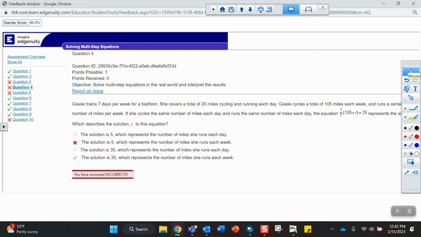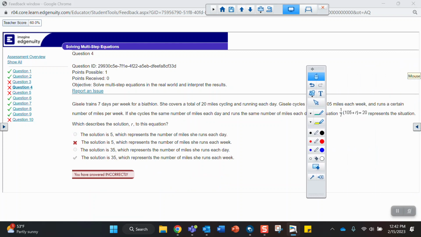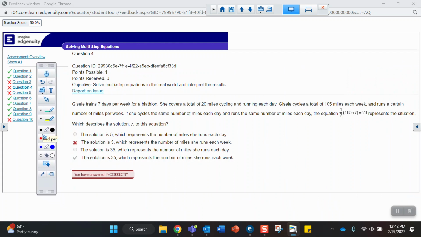Question 4, Giselle trains 7 days per week for a biathlon. She covers a total of 20 miles cycling and running each day. She cycles a total of 105 miles each week and runs a certain number of miles per week. If she cycles the same number of miles each day and runs the same number of miles each day, this equation represents the situation.